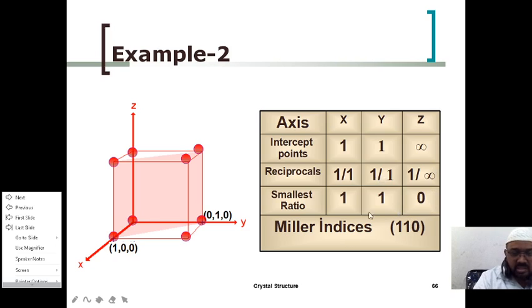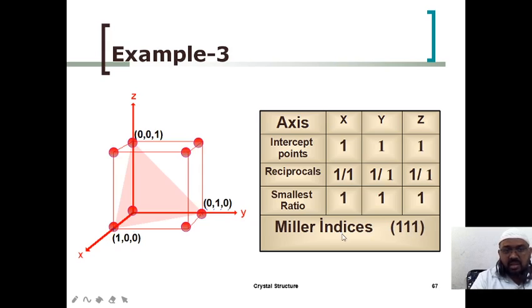So what is the Miller indices? 1 1 0. I cannot write a comma here. If you write a comma, then it is called points, it is not Miller indices. Indices means we talk about the designation with respect to planes. So planes cannot be designated with points. So 1 1 0. Like this, you can have an example.